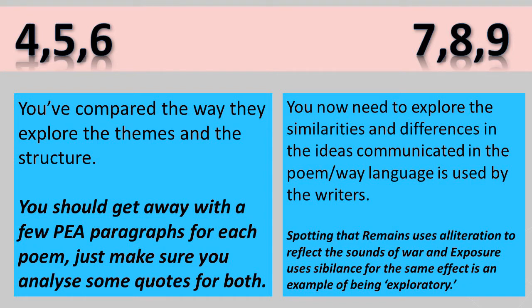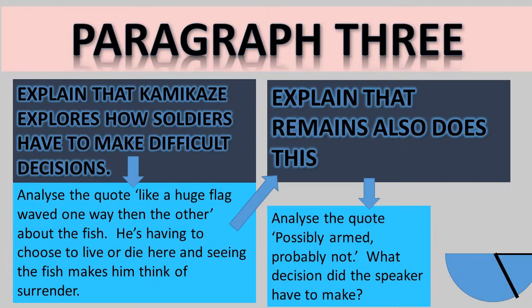Today, we're thinking about Kamikaze and Remains. What we're going to do is try and aim for that 7, 8, 9 response. I'm going to give you some guidance and help you to achieve that today. So now we start analysing language and really exploring the poems. In paragraph 3, we're going to start with the point in the top left-hand corner. So explain that Kamikaze explores how soldiers have to make difficult decisions. In Kamikaze, the pilot has got to make the choice of going through with his mission or returning to his family. It's a really difficult decision that he has to make.